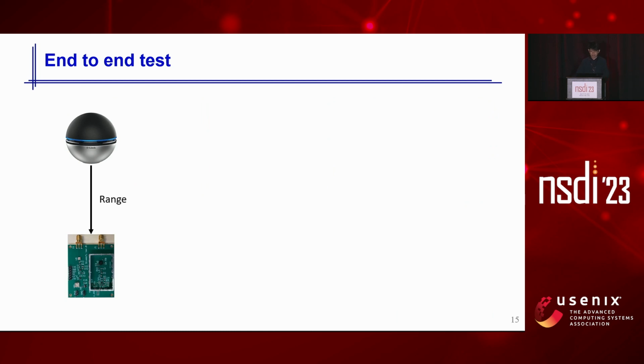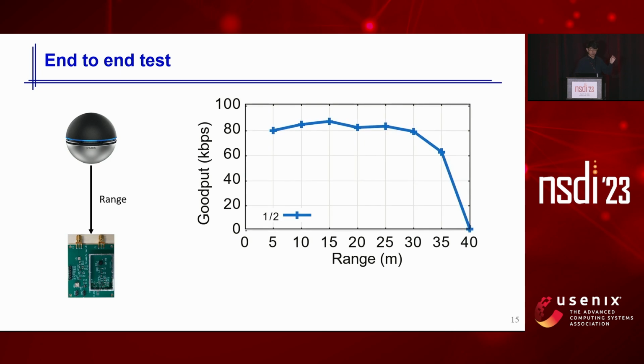For the end-to-end test, we use the prototype version, which contains both the ultra-low power transmitter and receiver. We changed the range between the Wi-Fi access point and the SlimWiFi device and measured the goodput. The result shows that the asymmetric communication is feasible, and the range is a little bit shorter than the theoretical bound we have in the paper due to imperfect hardware, but the range and bit rate are still sufficient to support most typical IoT applications.